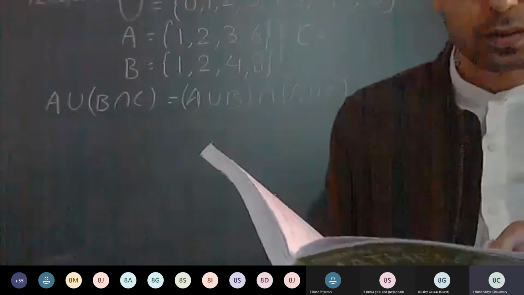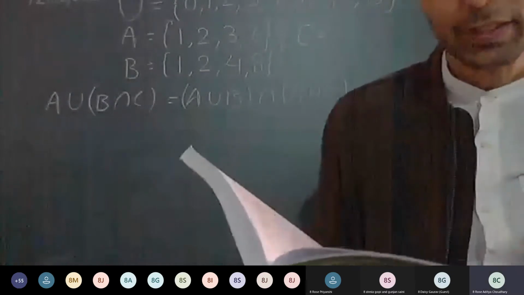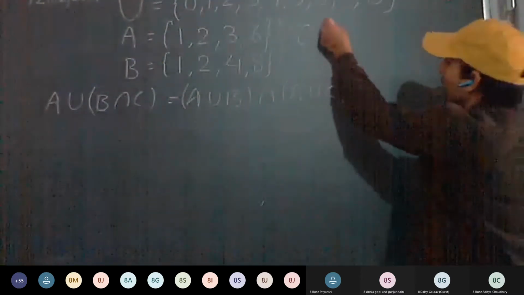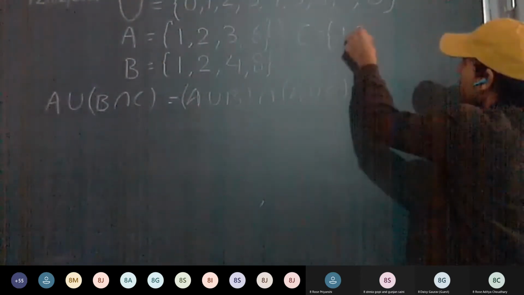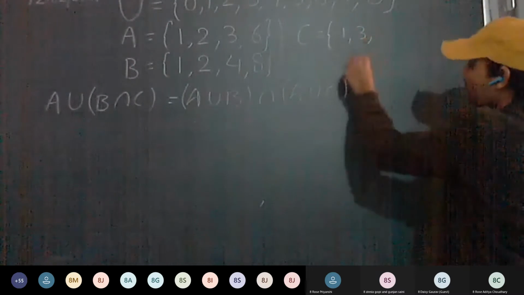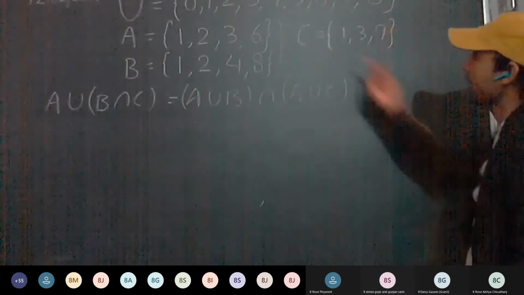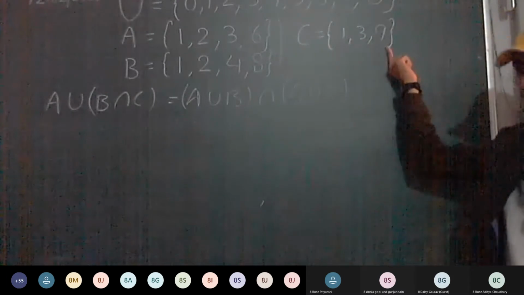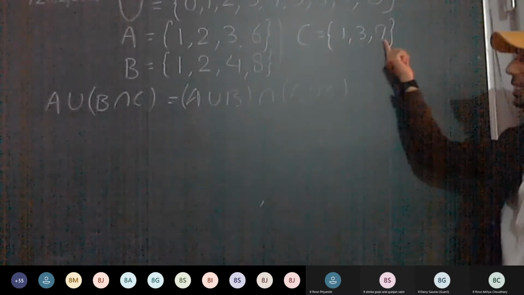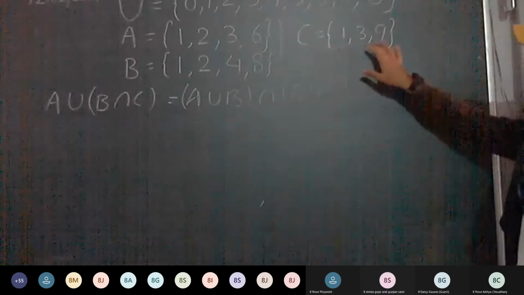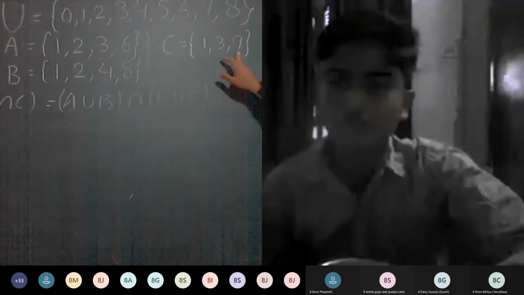Sir, C set can be a null set. But it's not provided. We can take some set. For example, C here. I'm taking it and proving something. See here, for example, C set is the factors of 9, which are 1, 3, 9. Okay, we are taking C set as factors of 9.